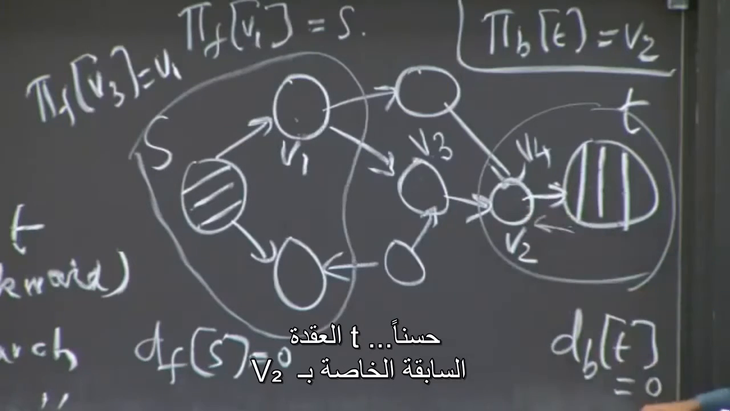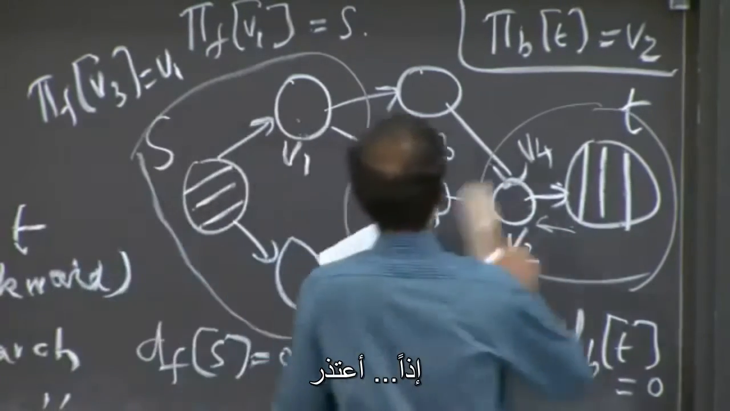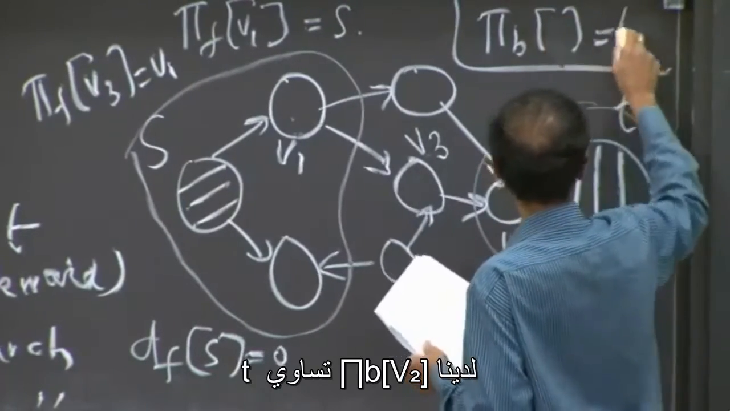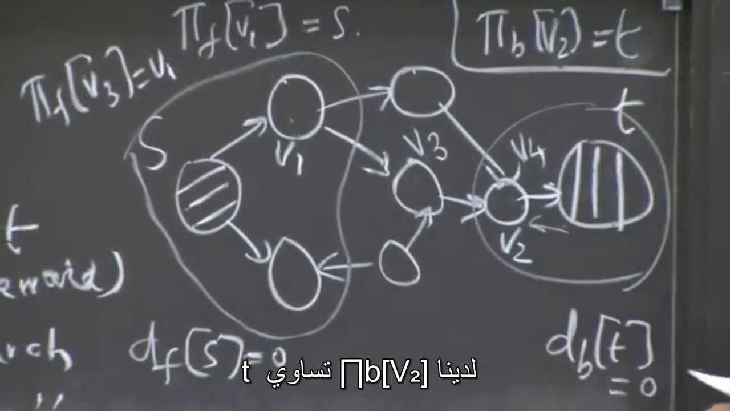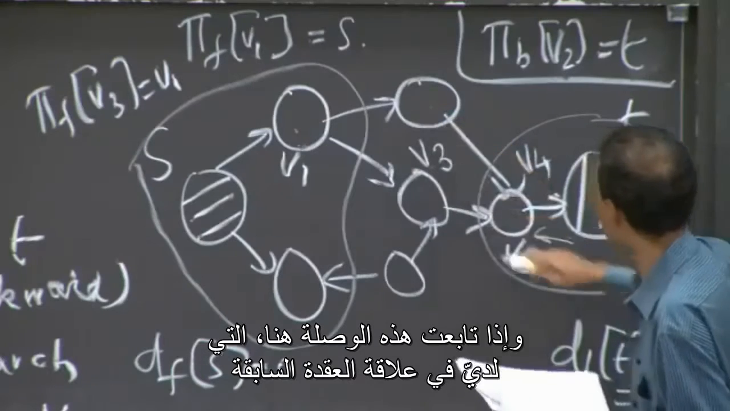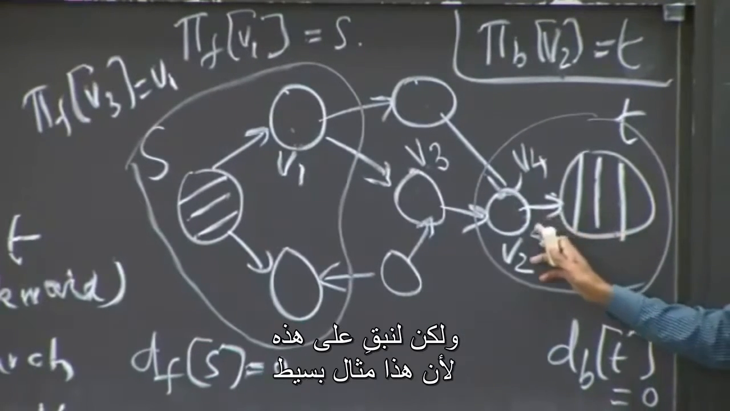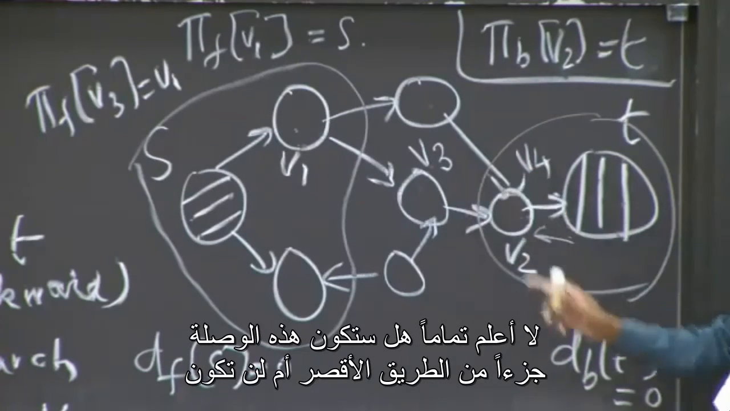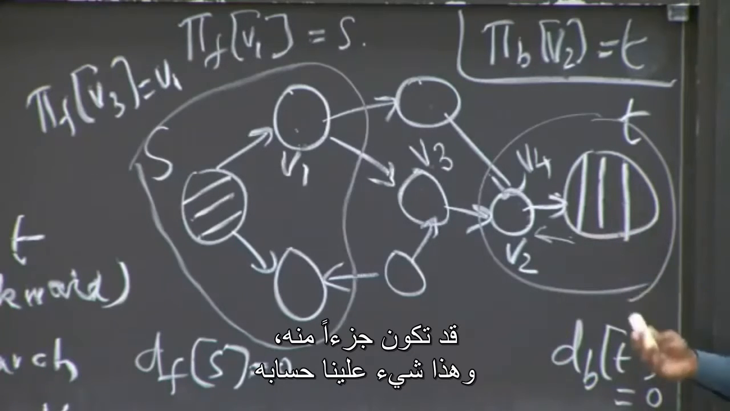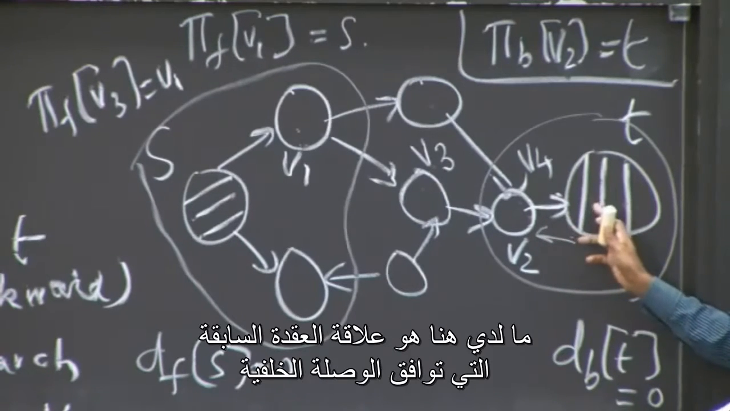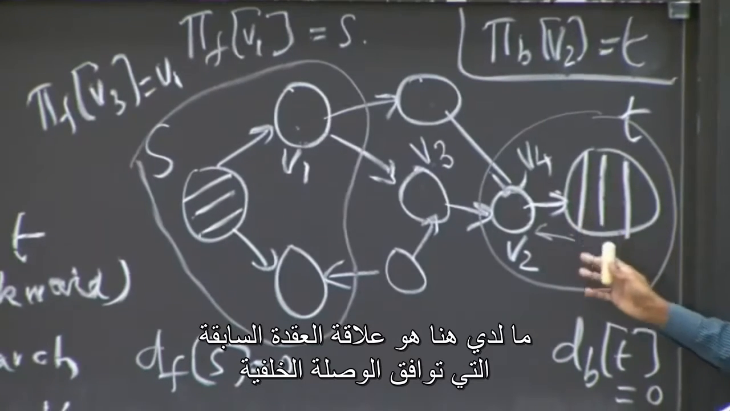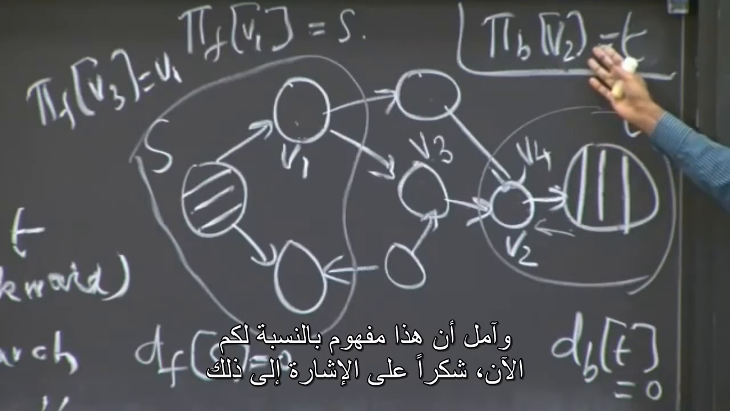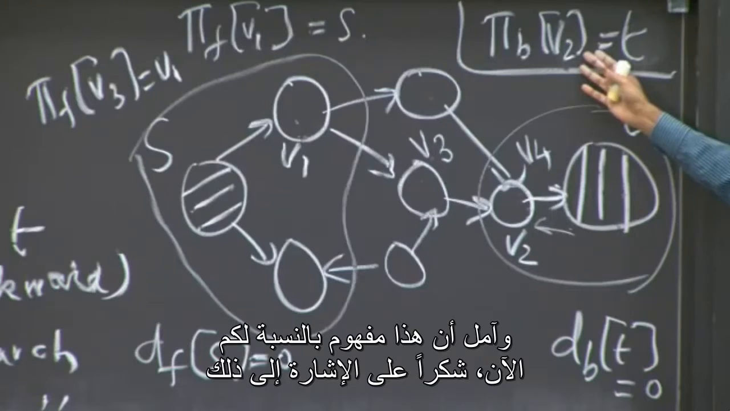T is the predecessor of V2, and so my apologies. I have pi b of V2 equals T, and if I followed this edge here, then I'd have the appropriate relationship, but let's just stick to this one because that's the simple example. I don't quite know whether this edge is going to be part of my shortest path or not. It might be, and that's something that we'll compute, but what I have here is the predecessor relationship corresponding to the backwards edge, and so that's like flipping this edge, and hopefully that makes sense now. Thanks for pointing that out.